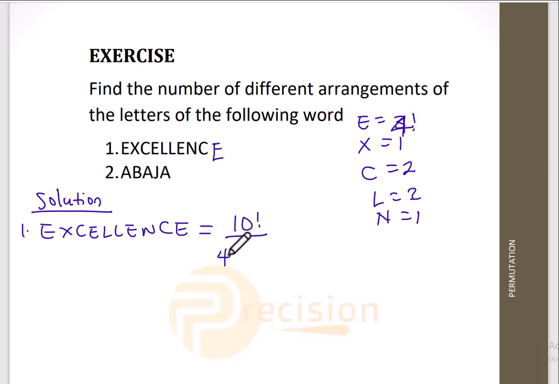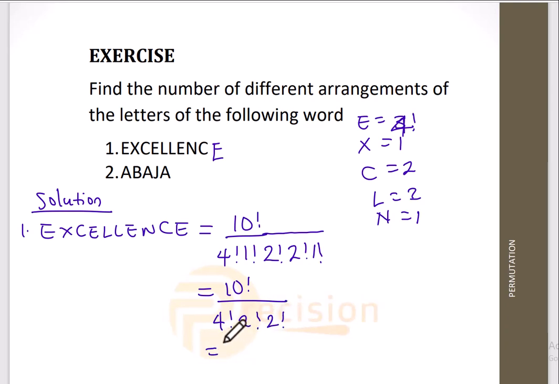So we have all over 4 factorial multiplied by, okay, there's no need writing multiplication. Let's just get all the values down. So 1 factorial, next one is 2 factorial, 2 factorial, and 1 factorial. So we've done this. So this becomes 10 factorial all over. Let's get rid of the 1 so I can have 4 factorial, 2 factorial, and 2 factorial. This becomes 10 times 9 times 8 times 7 times 6 times 5 times 4 factorial.